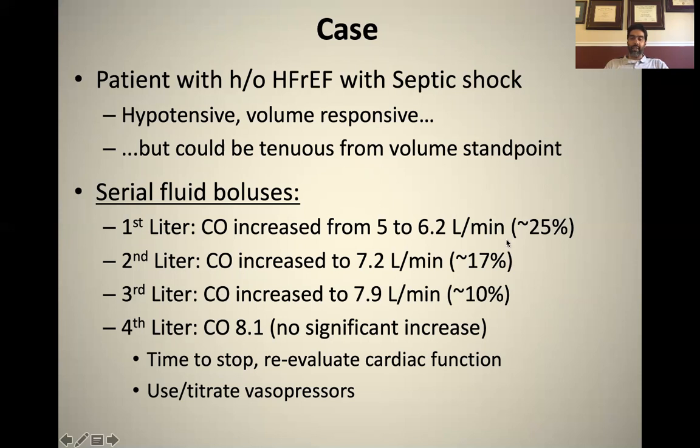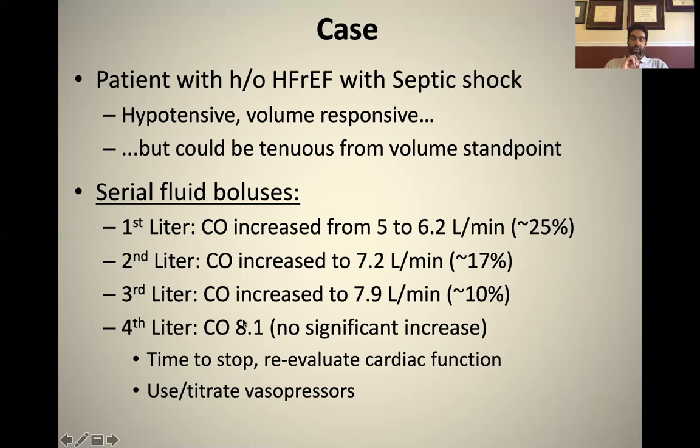So after the first liter, the cardiac output went up from 5 to 6.2, about a 25% increase. After the second liter, it went up by 17%. After the third liter, it went up by another 10%. And these are additive from the previous measurement, okay? After the fourth liter, no real change. So you can imagine that here you're on your ascending part of your Starling curve, your slope is starting to drop, and then finally you plateau. So now you're on your flat portion of the Starling curve.